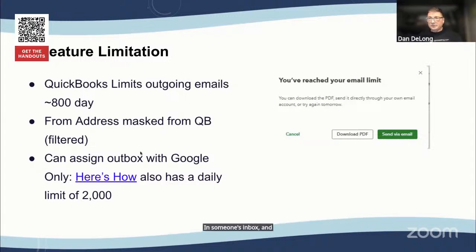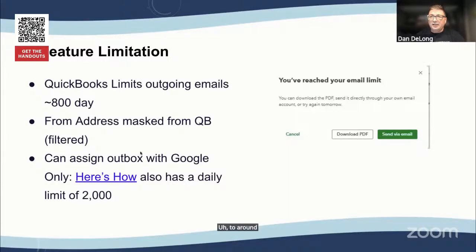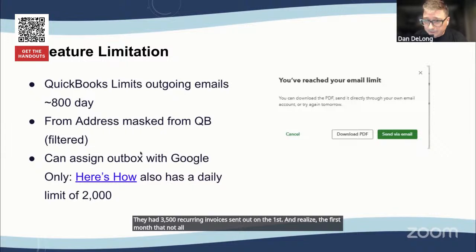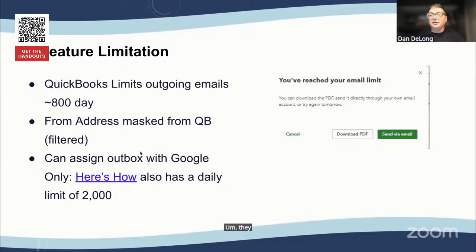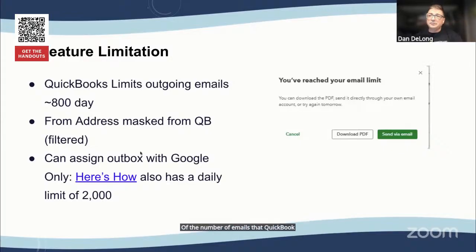And it turns out that QuickBooks has a limitation of outgoing emails to around 800 a day. Yesterday was the first. This was another use case that I discovered in one of my clients: they had 3,500 recurring invoices sent out on the first, and realized the first month that not all of them went out. They only got about 800. That's where we determined that there actually is this internal limitation on the number of emails that QuickBooks will send out on your behalf.